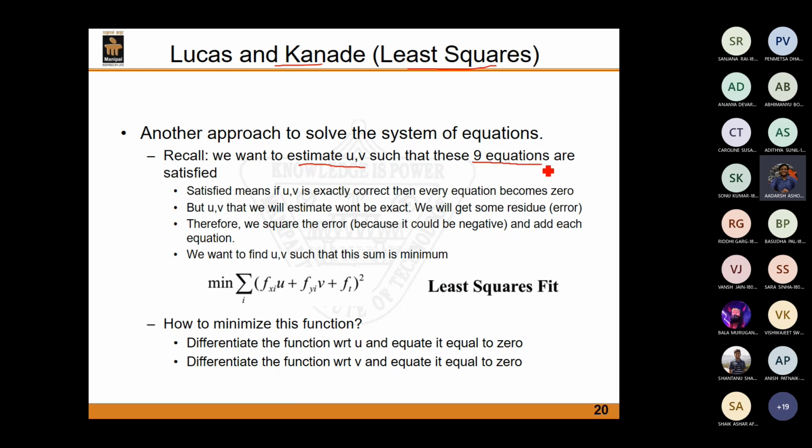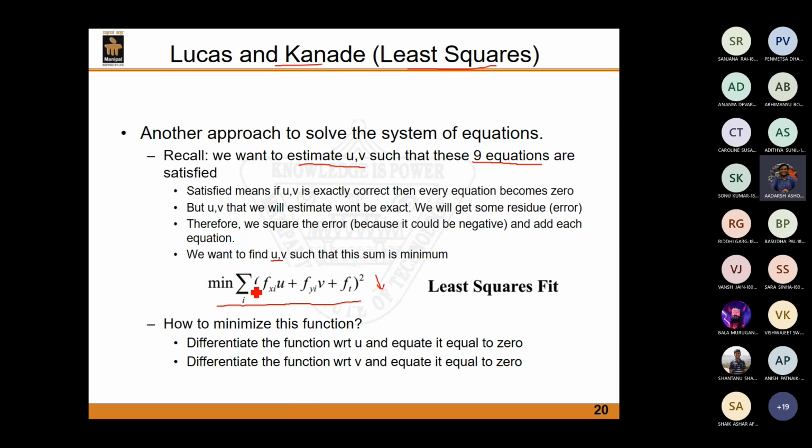For the previous case, we considered it as a system of linear equations. Now here, all these 9 equations, we try to formulate in the form of a least square minimization problem. In order to find the values of u and v, this particular summation equation shown here, we try to minimize. And that is the least square fit problem, right?